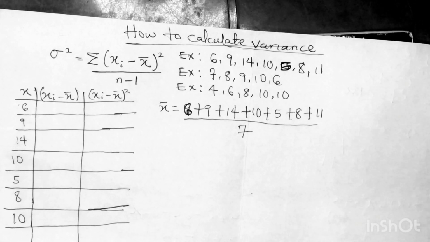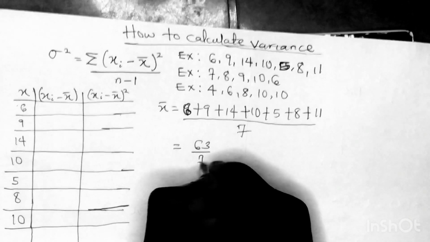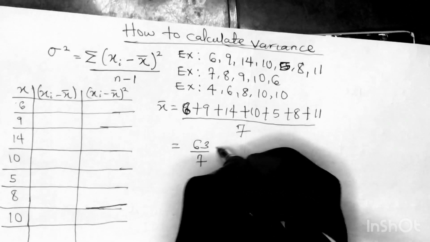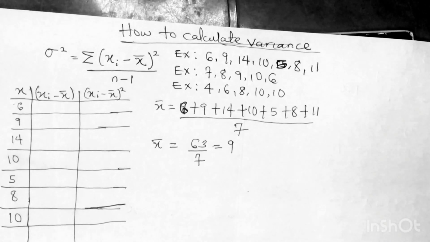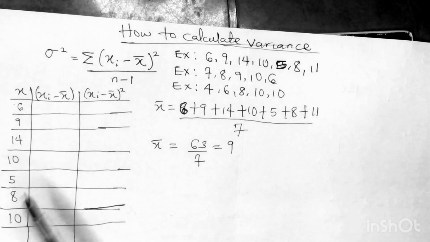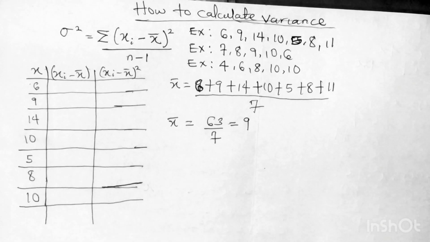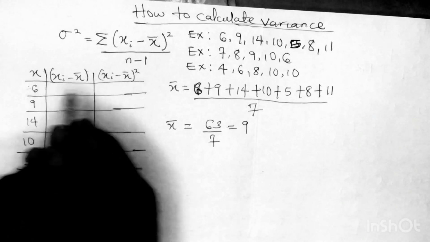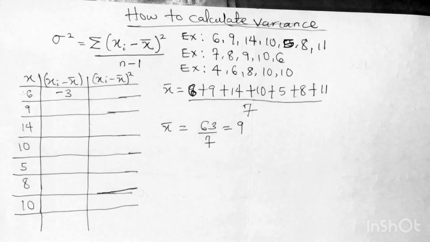And if you do that, you are going to have 63 over 7. And if you do 63 over 7, your answer is going to be 9. So your x bar is 9. Now, what am I going to do to get this part? Don't forget, in this part you have xi minus x bar. So what's your x bar? 9. So 6 minus 9, what will you get? Minus 3. Six minus 9 will give us minus 3.